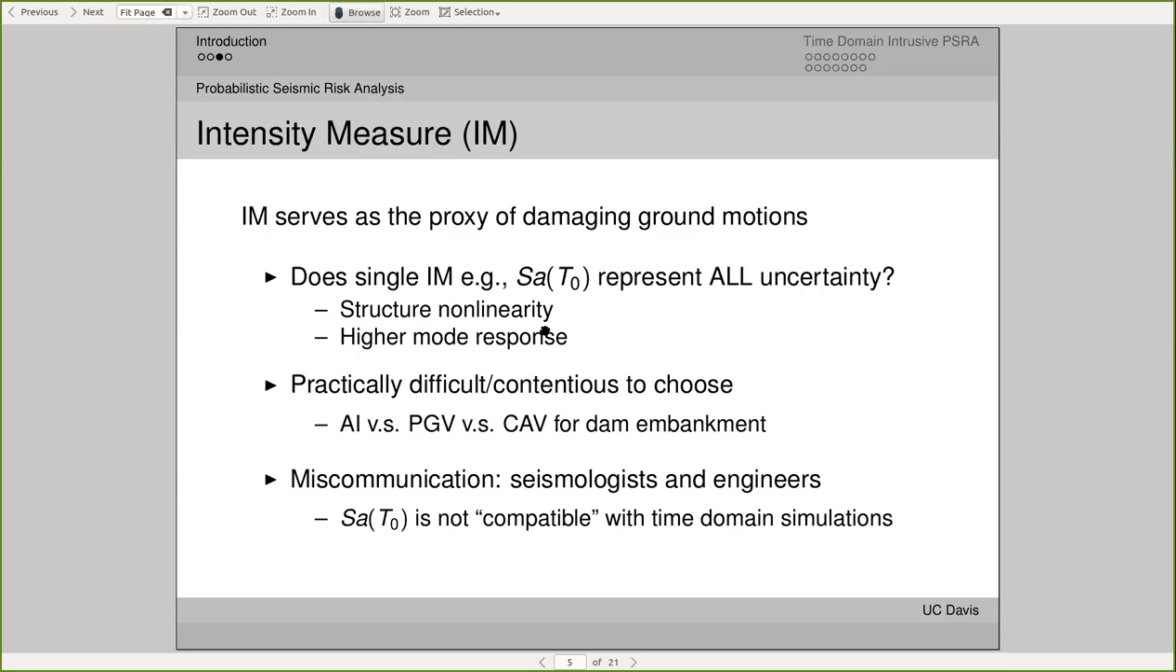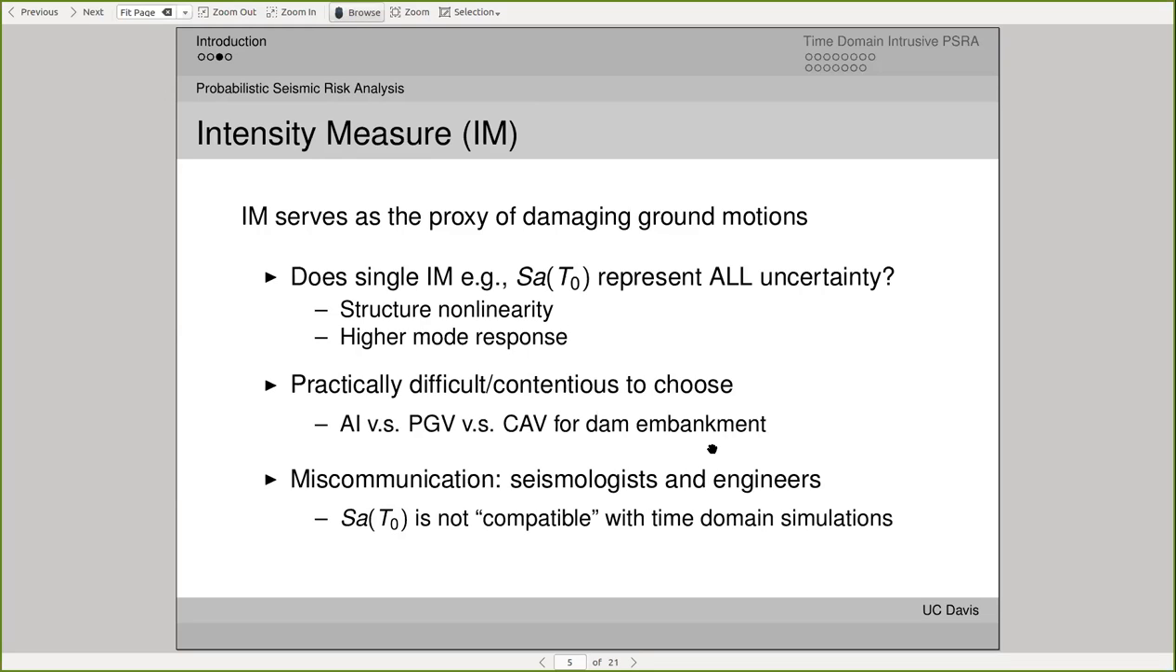This is especially true for geohazards, where it has been practically difficult to choose a proper intensity measure for many geohazard analyses. For example, people have been continuously arguing about whether we should use average intensity, peak ground velocity, or cumulative absolute velocity for dam embankment risk analysis.